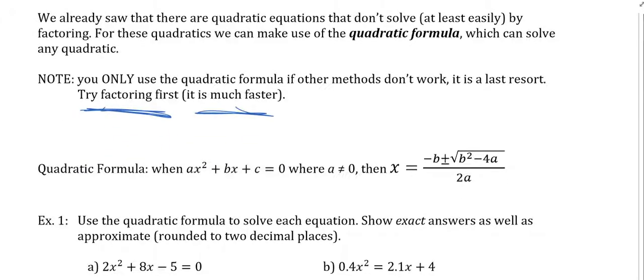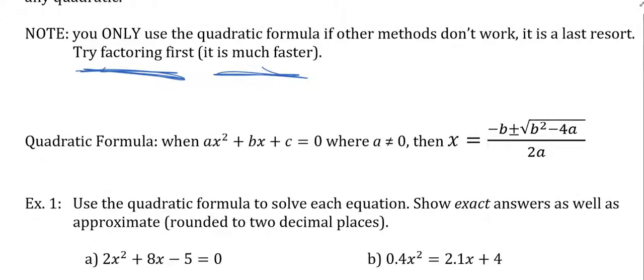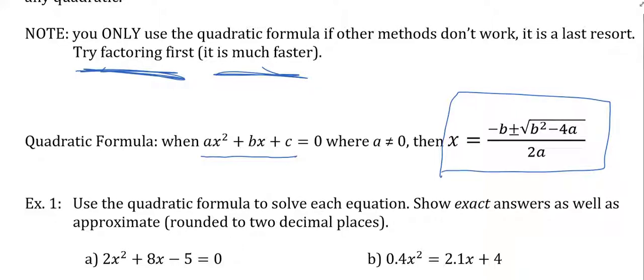But here it is. Here's the quadratic formula. It is a formula that you have to memorize. That's it right there. It comes from standard form, ax squared plus bx plus c. So the a, the b, and the c over here are the same as the a, the b, and the c over there. In other words, we need the coefficients of those terms, and we take those coefficients and put them into the formula.